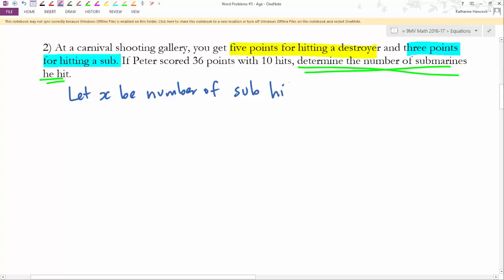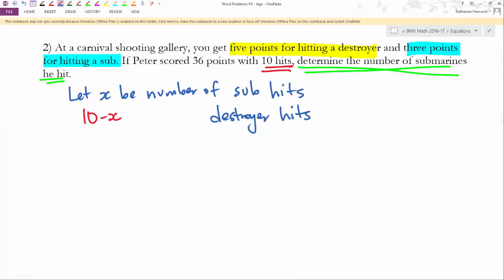sub hits. So if X is the number of sub hits, we also have destroyer hits. And we know that altogether there were 10 hits. So 10 minus X is going to be the number of the destroyer hits. So we have X sub hits, 10 minus X destroyer hits. Then we're going to do something with all those points. So this is kind of like a money question where we have a certain value for each thing. So we know that for a destroyer is 5 points.